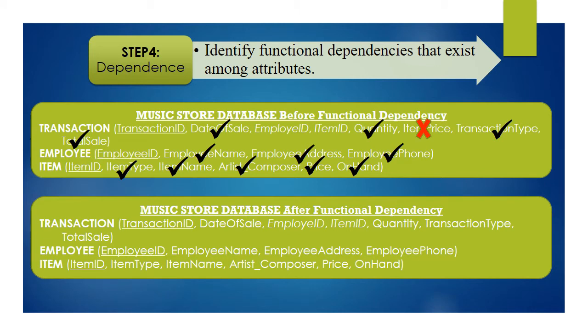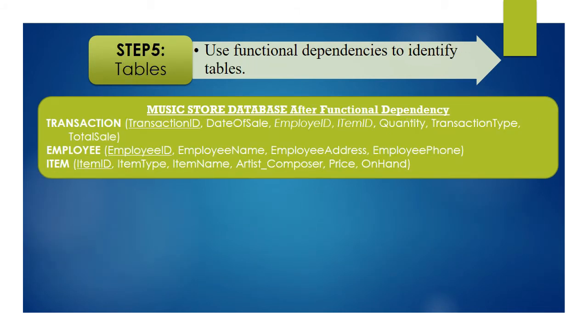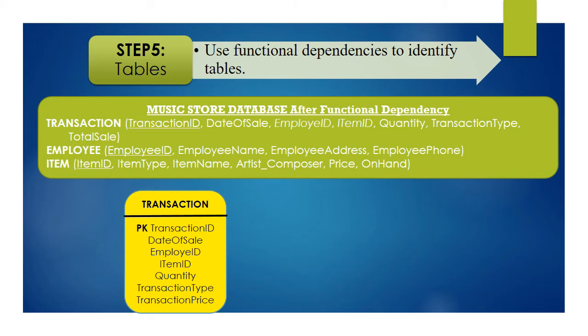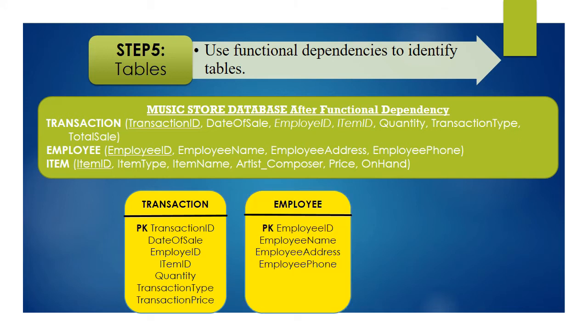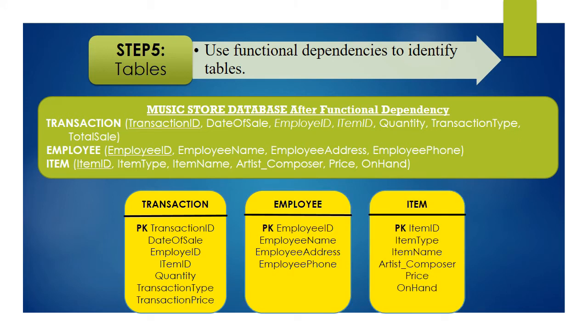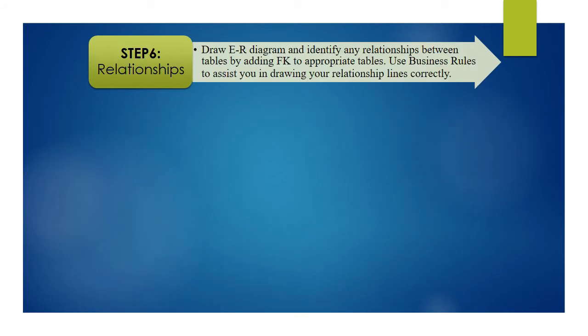Let's take a look at step 5. For step 5, you take the information you gathered in step 4 and form the tables. Our tables are the transaction table, the employee table, and the item table. We are now ready for relationships and step 6. For step 6, you draw an ER diagram and identify the relationships between the tables by adding the foreign keys if they don't exist or labeling them.